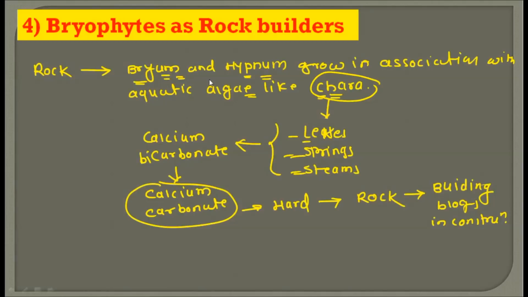And due to the presence of these plants, this calcium bicarbonate gets converted into calcium carbonate. Now, upon hardening, this calcium carbonate is converted into rocks. It gets so hard that it can be useful in the construction of buildings. All right. So this is how the bryophytes also act as rock builders.